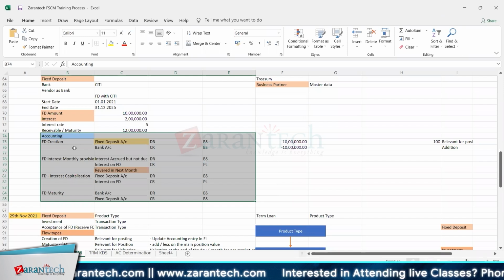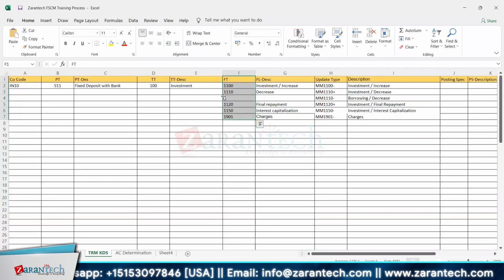company is unique in terms of managing the treasury function. So you have to be very open in terms of adapting the different accounting schema from different companies. Overall, you have to be open-minded to understand their accounting requirements. Once you have an understanding of these accounting entries, you must come to this KDS.